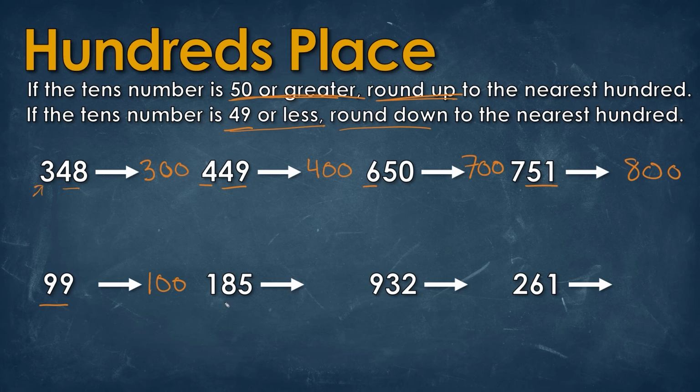If we have 185, 85 is greater than 50, so we round the hundreds value up. So 100 to 200. If we have the number 932, well, 32 is less than 50, so we know we round down, which means that the hundreds value stays the same, so our answer will be 900. Now let's try the number 261. 61 is greater than 50, so we'll round up. So we go from 200 to 300.